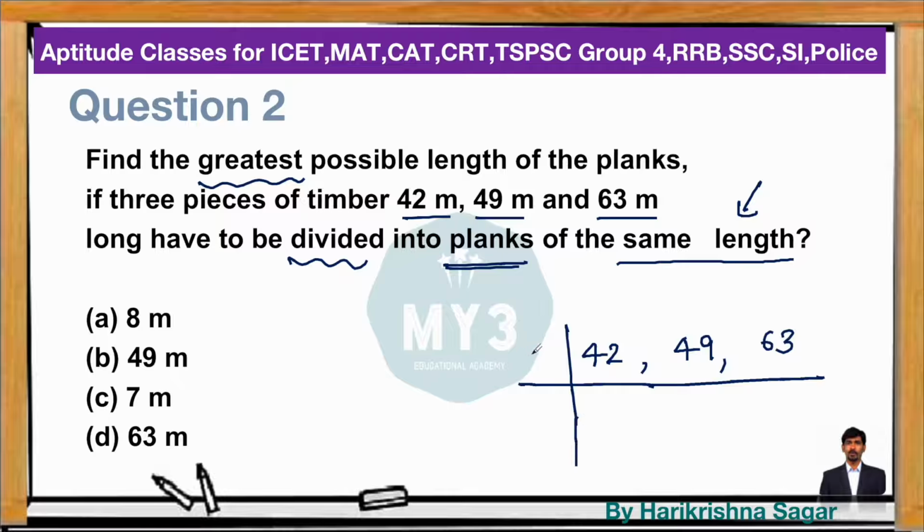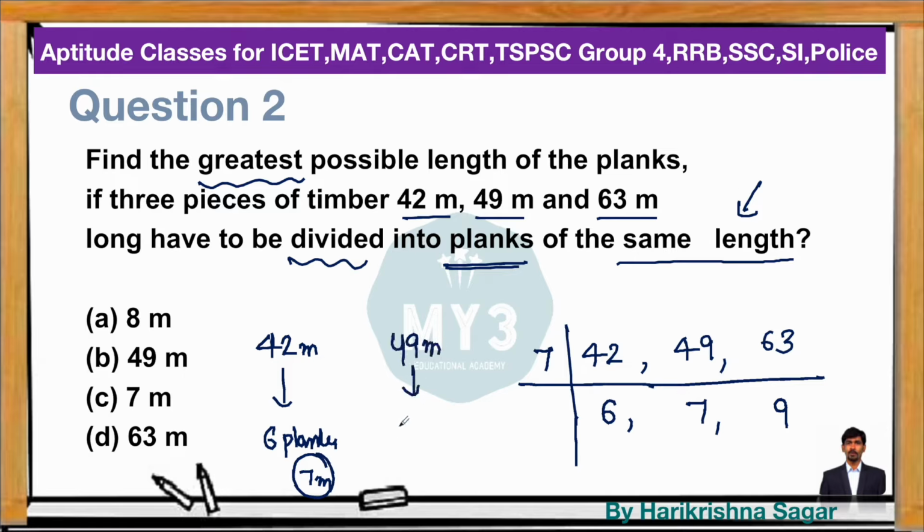So I'm just dividing with the number which can divide 42, 49 and 63. 7 can divide this. 7 6s are, 7 7s are, 7 9s are. So that means using this 42 meters timber, I can make 6 planks, and all those planks are 7 meters length. And using this 49 meters timber, I can make 7 planks and every plank will have 7 meters length. Using this 63 meters timber, I can make 9 planks and every plank will be 7 meters. So the condition is satisfied.